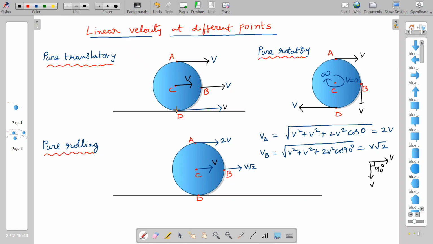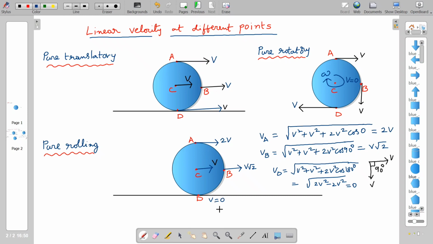Then what about velocity at point D? At point D, if you observe the above two figures, both velocities are acting opposite to each other. Then the angle between them is 180. Then we find the resultant velocity at point D, that is V at D is equal to root over V square plus V square plus 2V square cos 180. So cos 180, you know, is minus 1. So you will get root over 2V square minus 2V square. Then you will get 0. So velocity at D, V equal to 0 here.